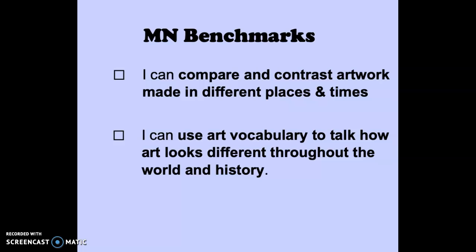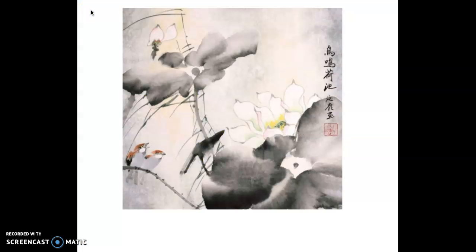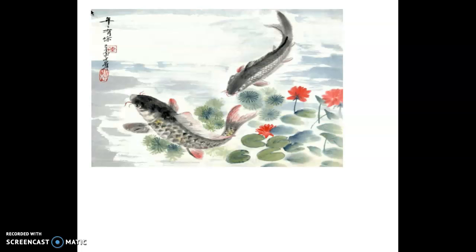Today, you're going to be working on the Minnesota benchmarks of I can compare and contrast artwork made in different places and times, and I can use art vocabulary to talk about how art looks different throughout the world and history. And you are going to be taking a look at some paintings. And as you do that, think about where in the world these traditional paintings might have been created, and also what's similar about them.